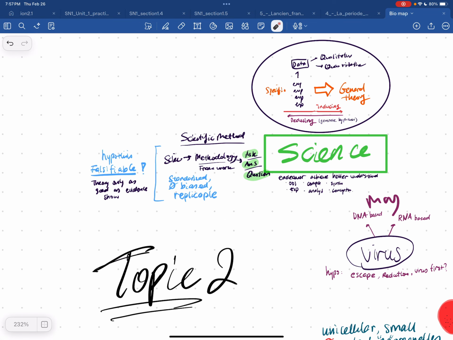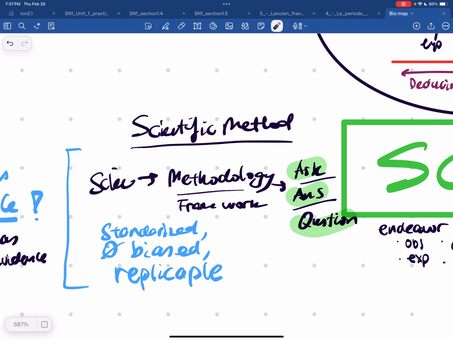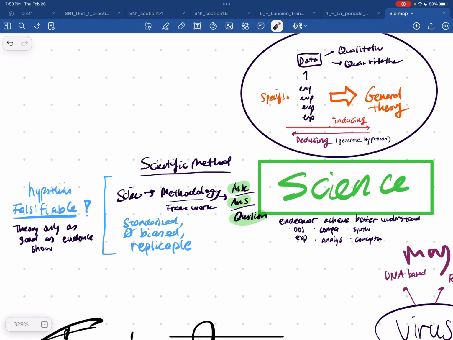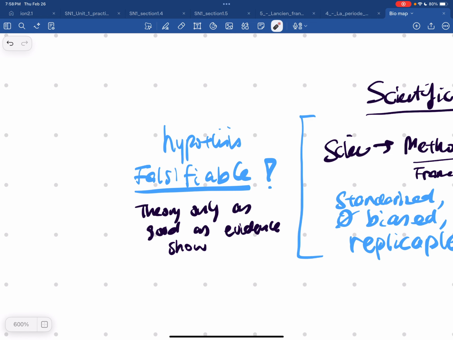So all about science is asking questions. Science is methodology and framework, so the experiments and methods, to ask a question or answer a question. All is about asking and answering questions. And hypothesis must be falsifiable. Hypothesis is an educated guess, or we should say a prediction based on other general theories, that is falsifiable, that could be right or wrong, that means.